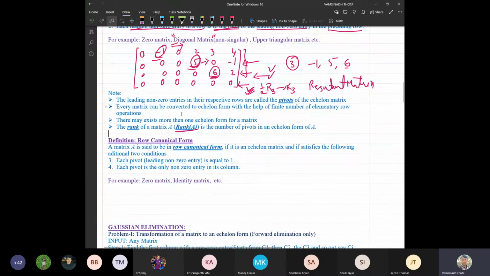And it was also said yesterday that every matrix can be transformed to an echelon form. The algorithm of how to transform a given matrix to an equivalent matrix which is in the echelon form, that we are going to see now with the help of the elementary row operations. And at the same time, for a given matrix, there will be more than one echelon form. This is what we have seen.